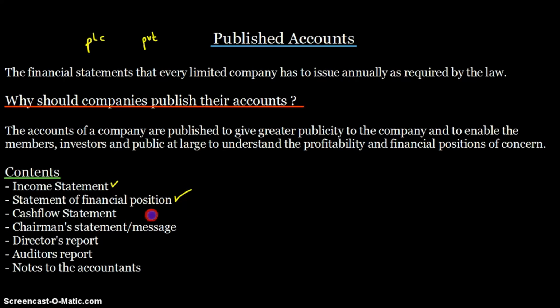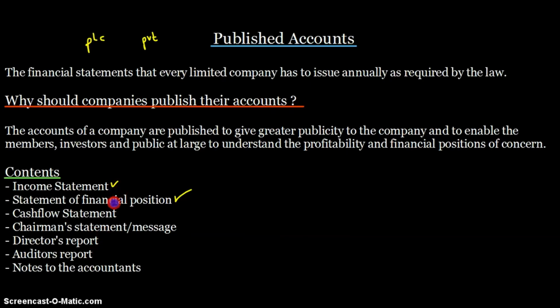Other than both of these, we have other stuff which is not as important, but still it is part of published accounts and required by law. That is your cash flow statement, chairman's statement or chairman's message, whatever it's called. Sometimes it's called chairman's statement, sometimes it's called chairman's message. Both of these are the same thing. Then we've got director's report, auditor's report, and notes to the accounts. Sometimes this director's report is also switched with executive's report, so both of these are somewhat the same thing. You don't need to look at all of the contents in much detail. We just look at the brief main ones.